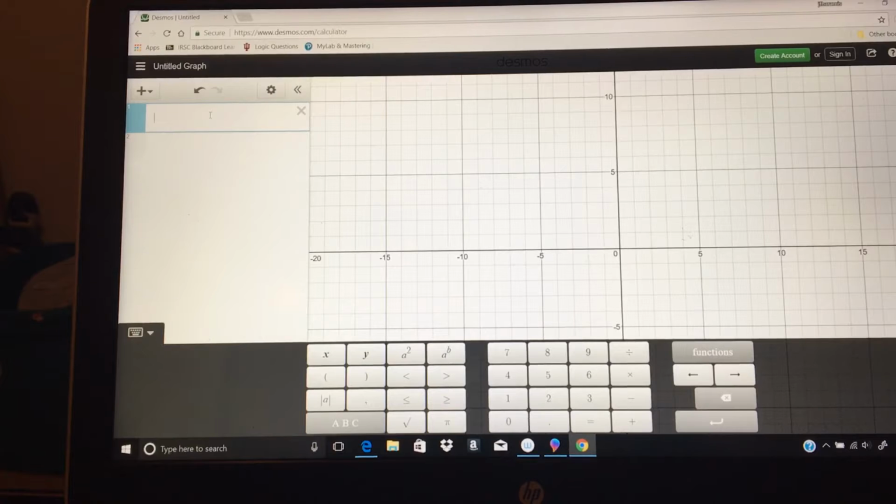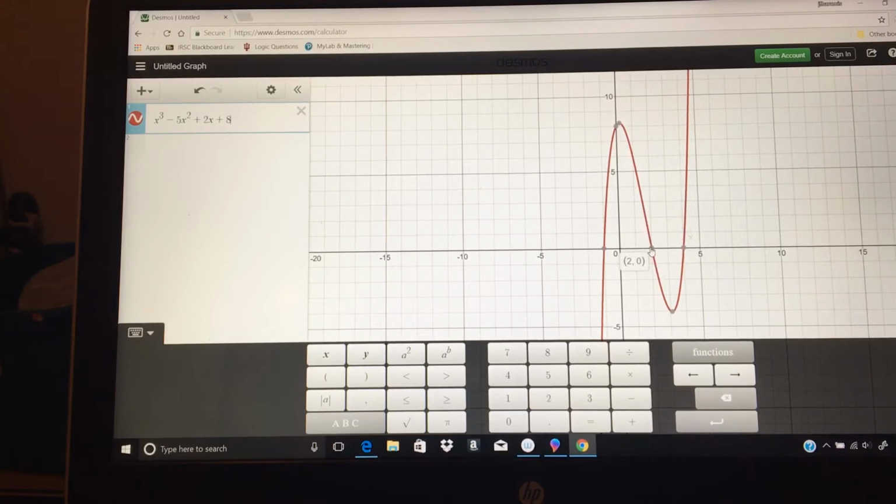So if I graph it, I do x, and then we need an exponent. So x cubed, and then we had minus 5x squared, and then we had plus 2x and plus 8. Oop, that's 2x, plus 8. Okay, there we go.